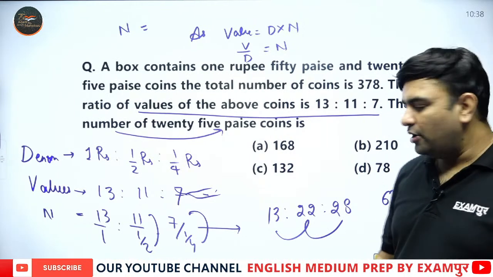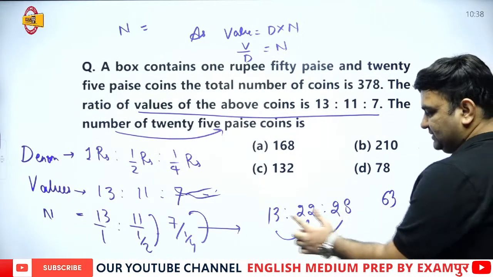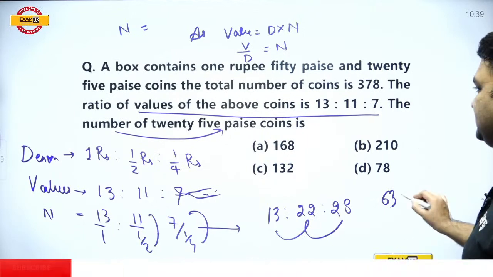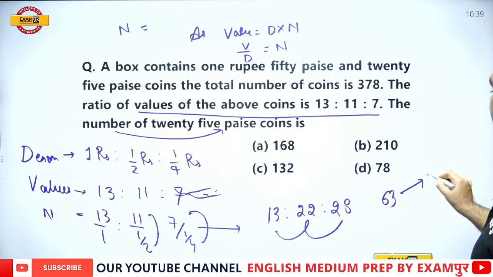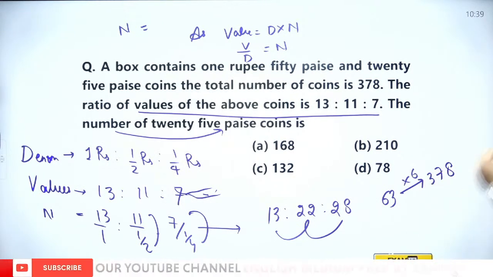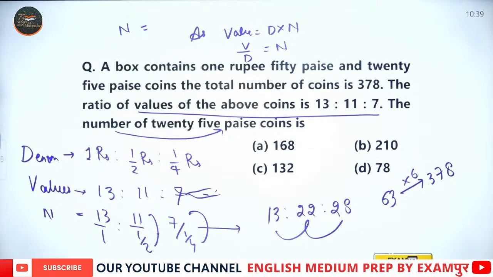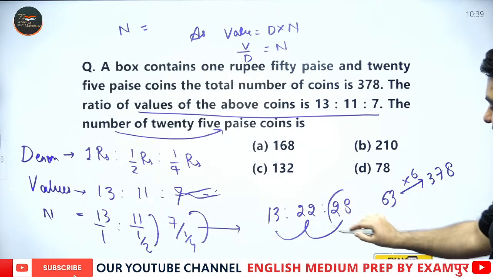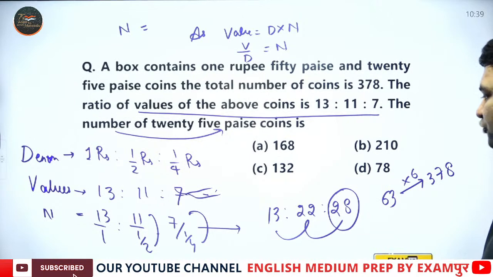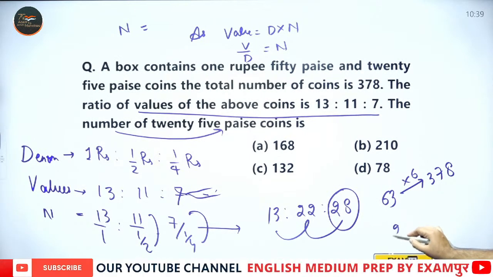The total number of coins according to the ratio is 63, which is given as 378. That is 6 times. The number of 25 paise coins is 28, so it would be 28 into 6.